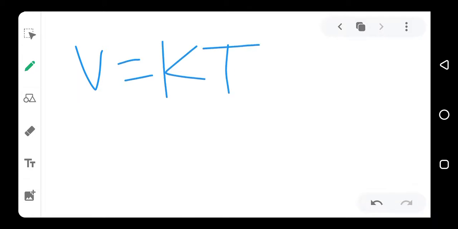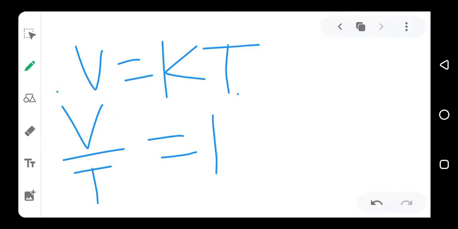Now if we want to make K the subject of the formula, that is to make K stand alone, then we have to take the T to the other side. This is multiplication here. If it is coming to the other side, it becomes division. So V over T is equal to K. That means that our constant is equal to volume over temperature.